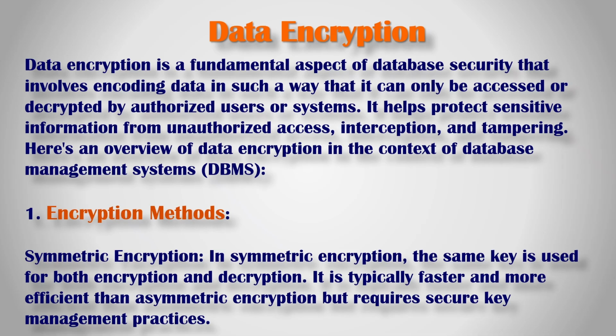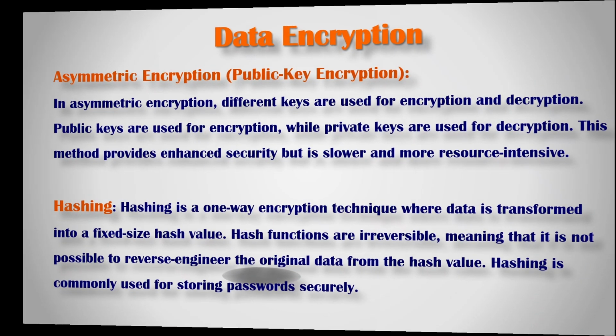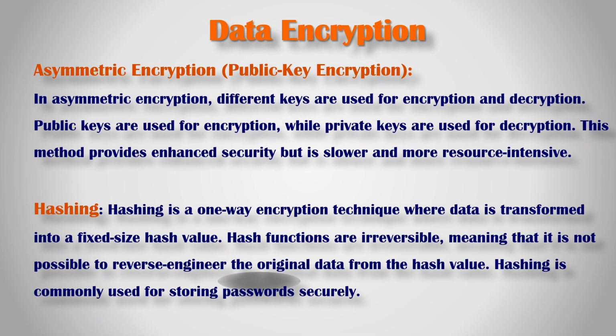It is typically faster and more efficient than asymmetric encryption, but requires secure key management practices. Asymmetric encryption, public key encryption. In asymmetric encryption, different keys are used for encryption and decryption. Public keys are used for encryption, while private keys are used for decryption. This method provides enhanced security, but is slower and more resource-intensive.